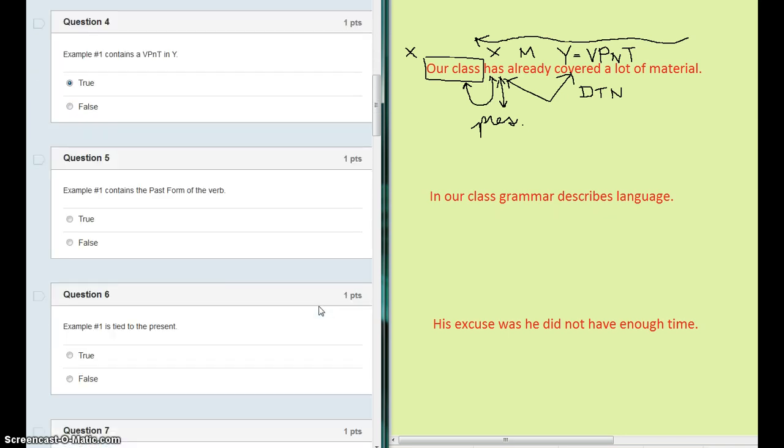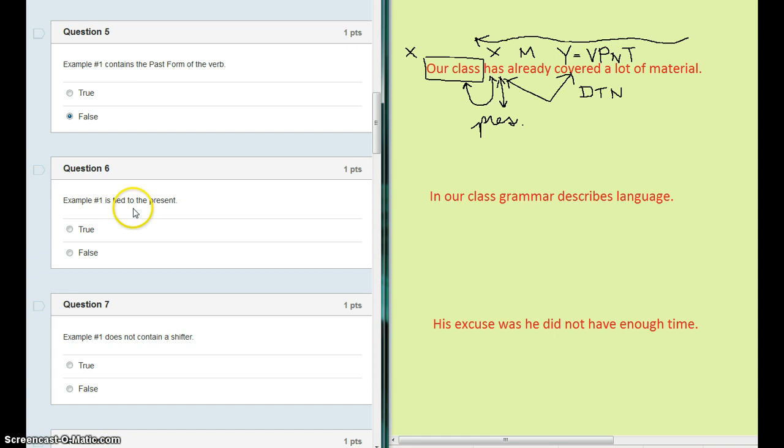Question number 5. Example 1 contains the past form. No, that's false. It's the DTN form. Now, a lot of people will confuse that and say, oh, this is the past form of the verb. It looks like the past form because covered is a regular verb, but we know from the ties that it can't be a past verb because past verbs tie with past time. Covered ties with the X word. That makes it a DTN form. The X word is has. Example number 1 is tied to the present. Absolutely correct. True.